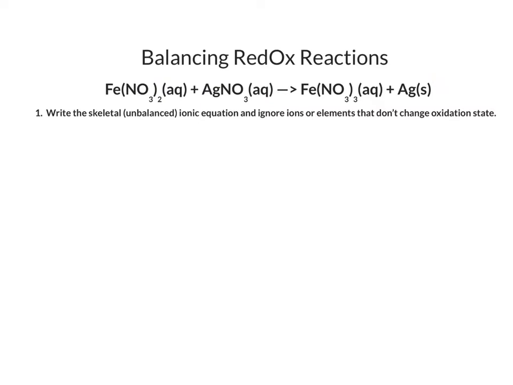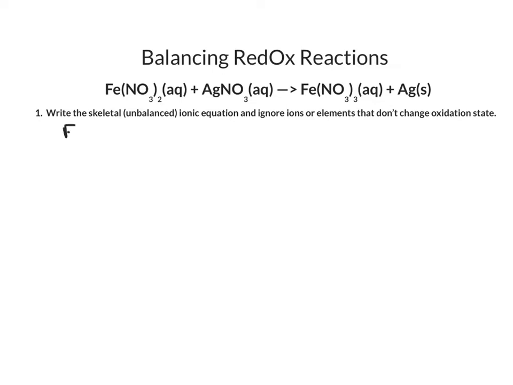So I'm going to write the ionic equation and then ignore things that aren't changing oxidation state. Iron nitrate is an aqueous ionic compound. Silver nitrate is an aqueous ionic compound. This iron nitrate, iron 3 nitrate, is also an aqueous ionic compound, and so they're going to break apart into their constituent ions. So I'm going to write them as the ions.